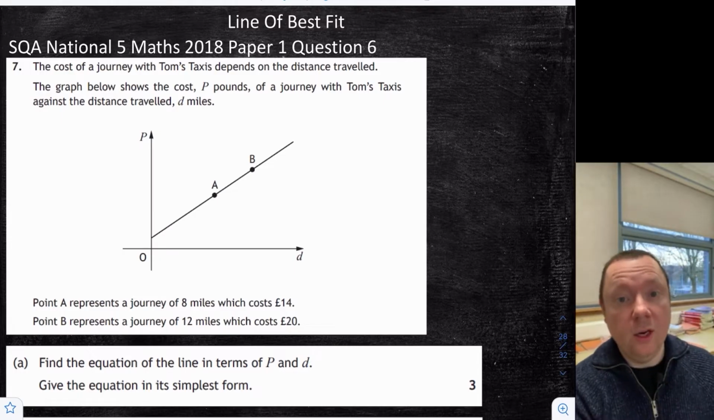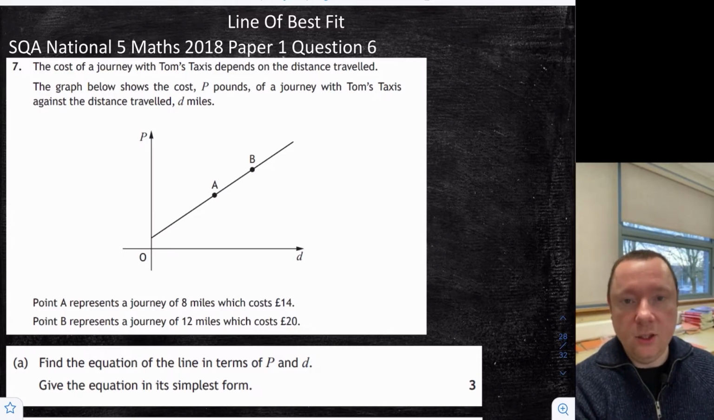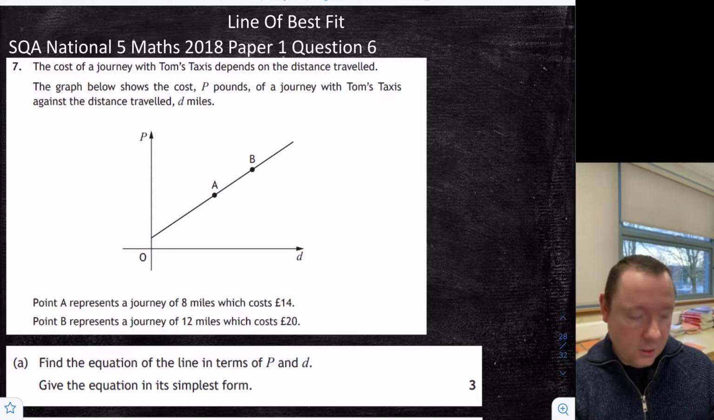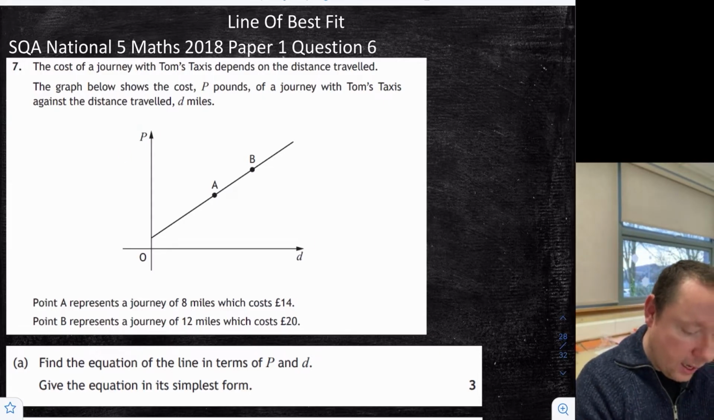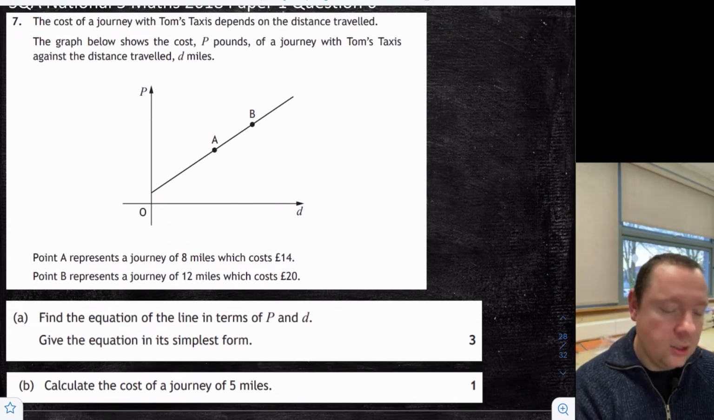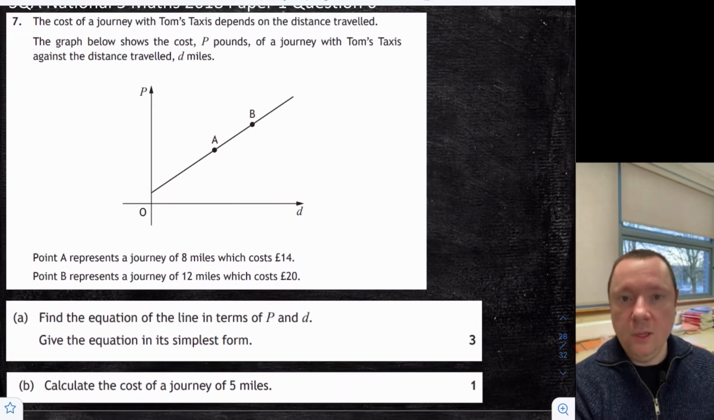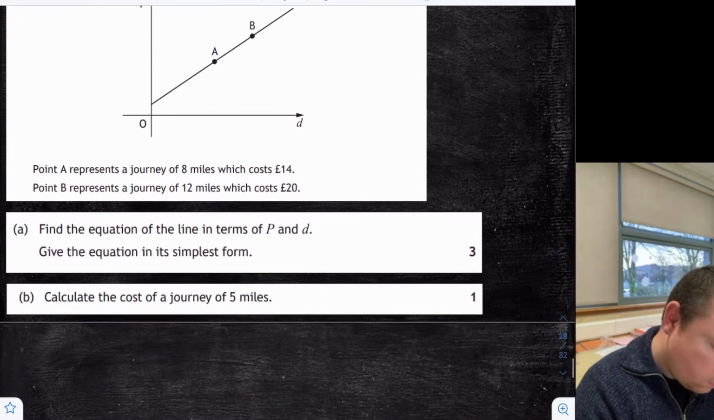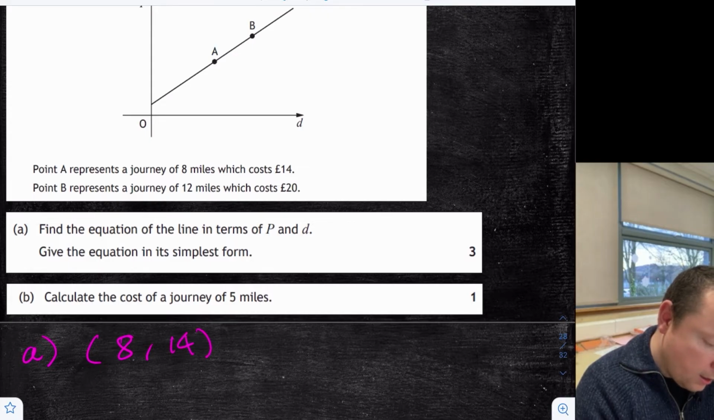So it's always the same straight line. We need gradient, then we need to use a point for y minus b equals m x minus a, and then we swap the y and the x for P in this case and D. And then part B, look at cost of a journey of 5 miles. I substitute 5 in and see what I get. So part A, our points are 8 and 14 and 12 and 20. So that's my x1 and y1, and that's my x2 and y2.